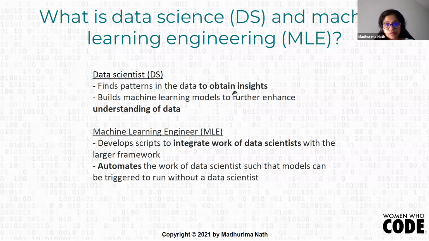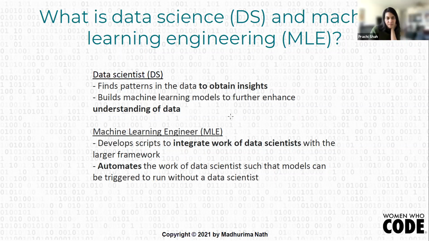So just to summarize, data scientists would be more focused on finding out and understanding what the data means. However, a machine learning engineer would be trying to integrate this work and automate the work so that the models can run without somebody running it on a notebook. So making it a more automated version.